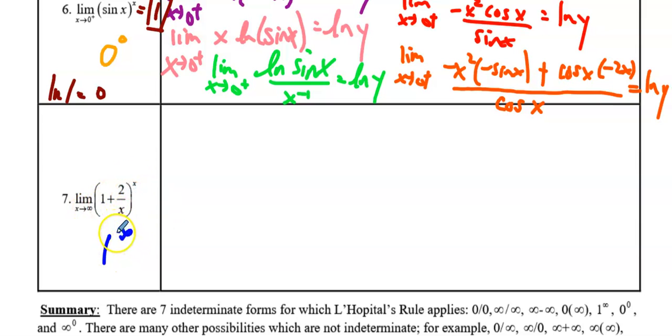So 1 to infinity. Our indeterminate form here is 1 to infinity. It is one of our 3. So we know to do what we did in the first example. We're going to take the limit as x approaches infinity. We're going to add the natural log.